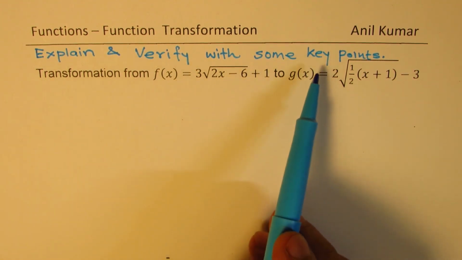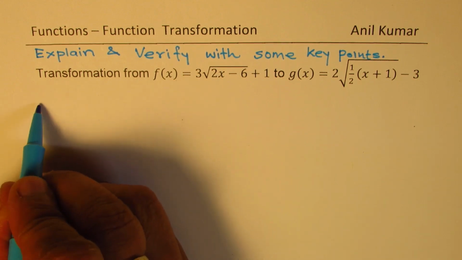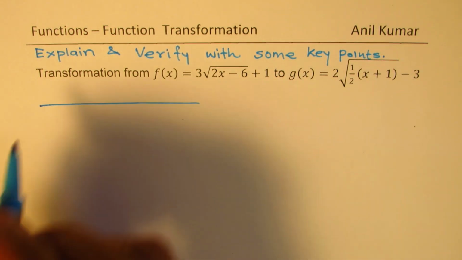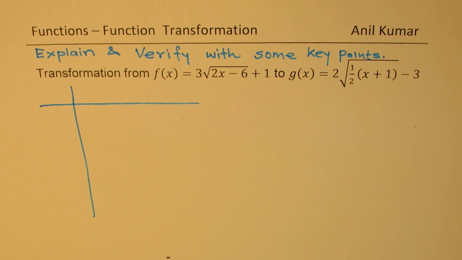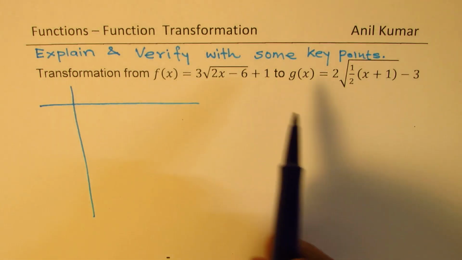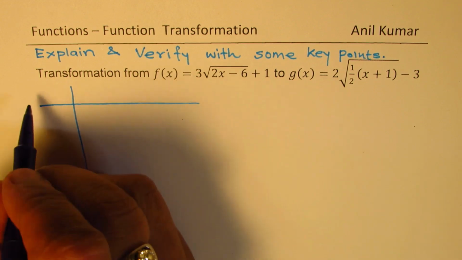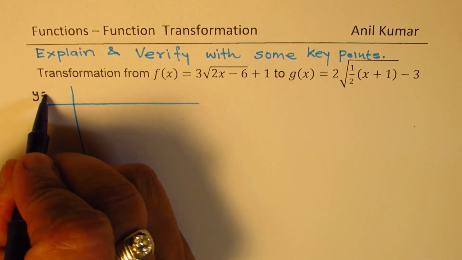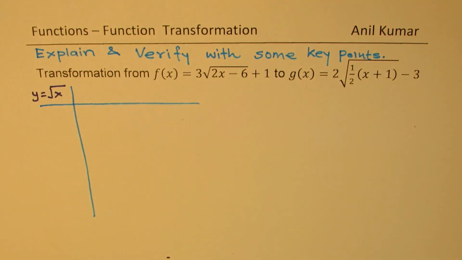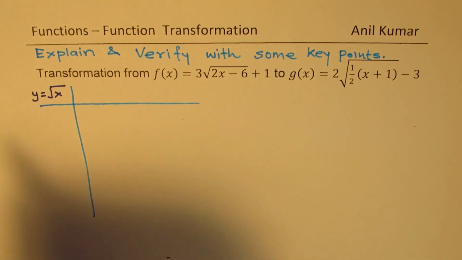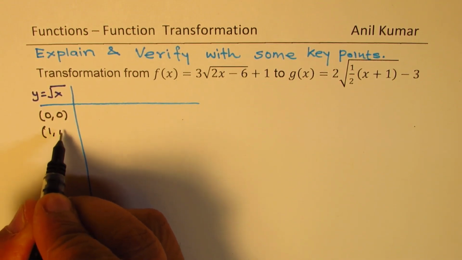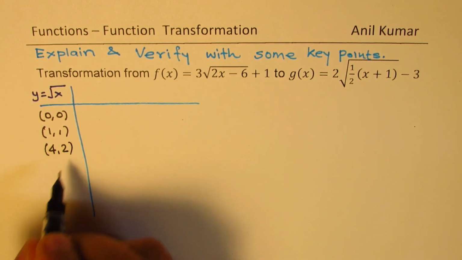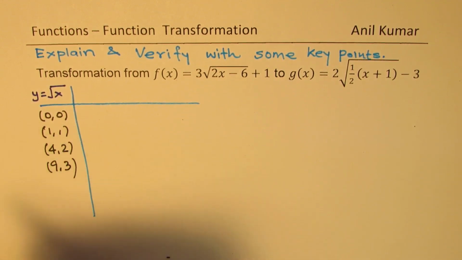So let's begin with the key points on the parent function, right? The parent function here is square root of x. We'll write down the points and see how they get transformed, or what are the image points for f of x and g of x. So we'll take y equals square root of x. Now on y equals square root of x, square root of 0 is 0, square root of 1 is 1, square root of 4 is 2, and 9 is 3, right? These are sufficient to prove our point.